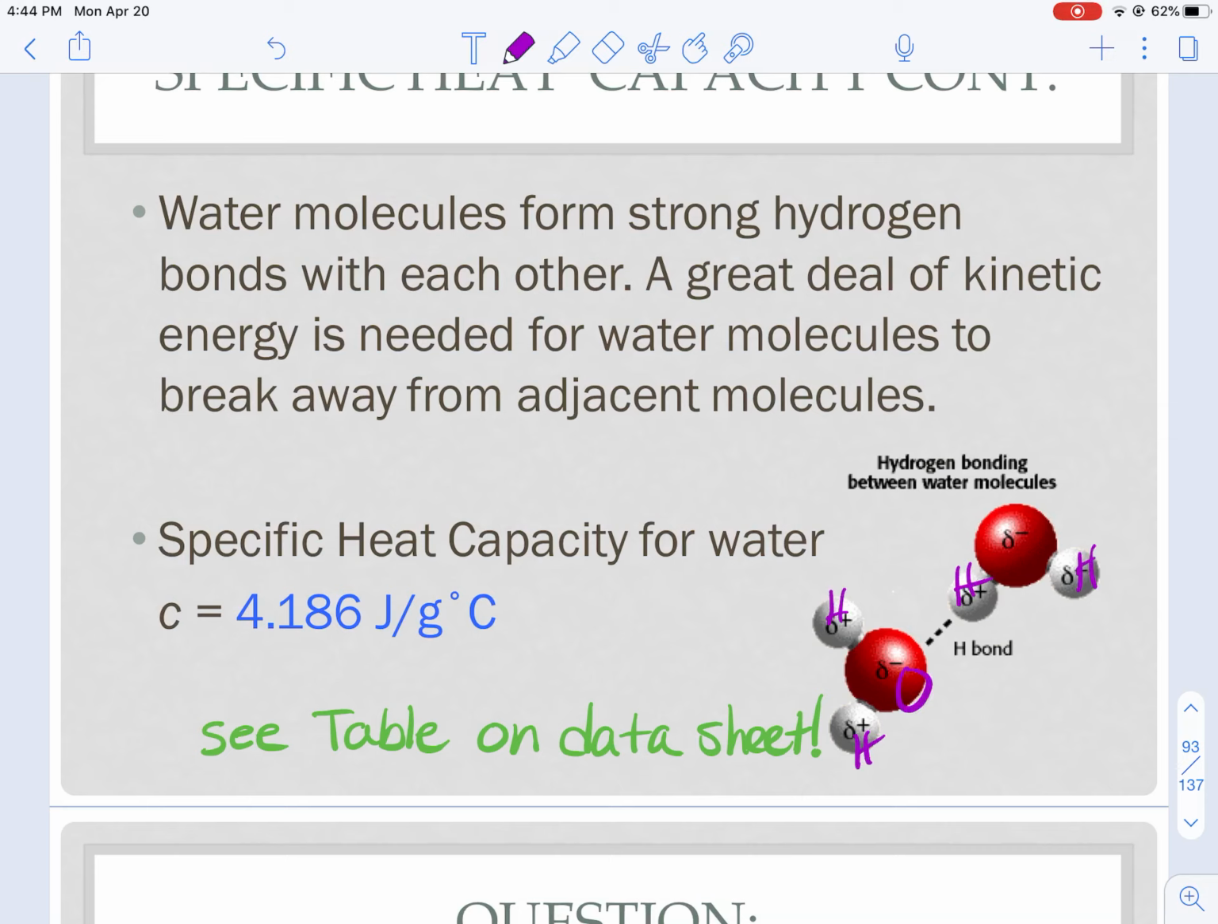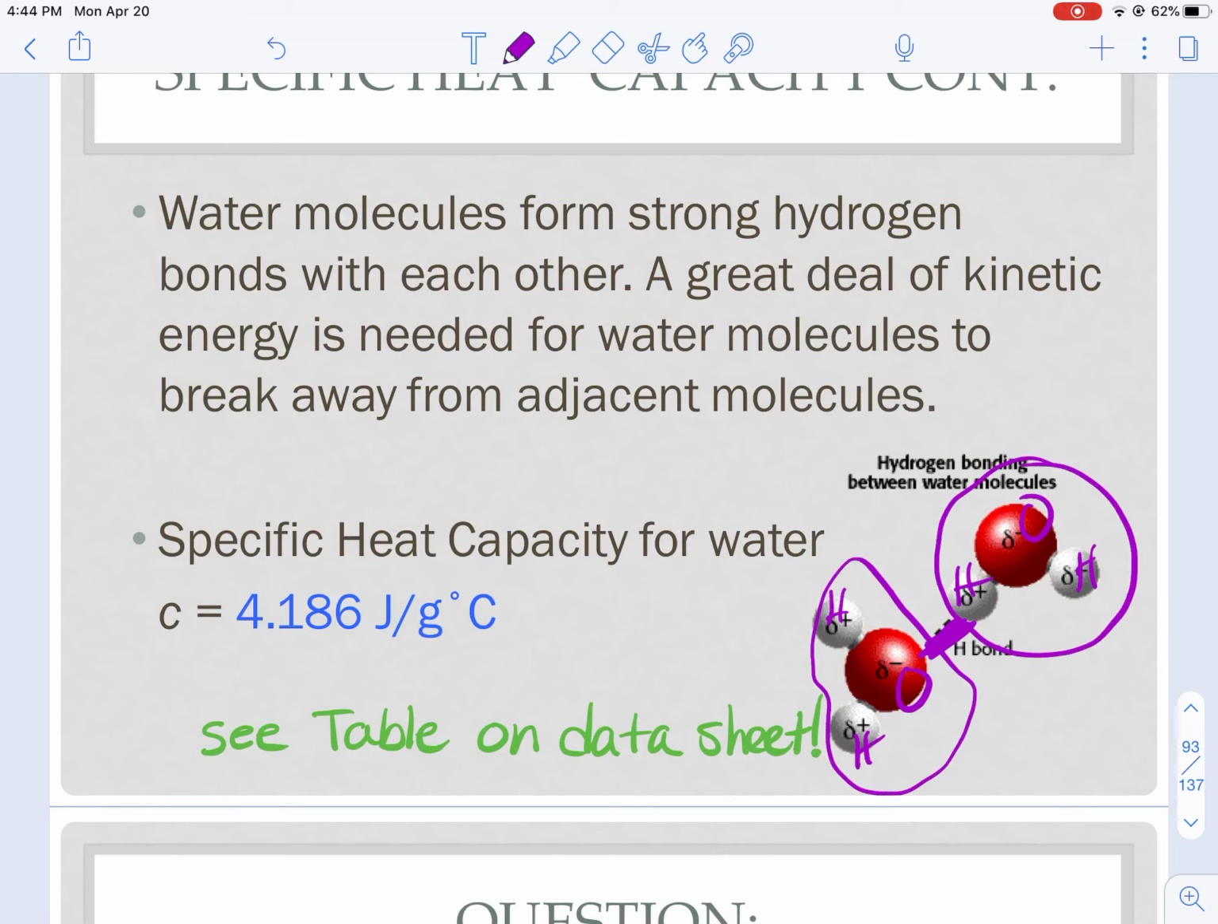So this is H, H, and oxygen, H, H, and oxygen. So the hydrogen bonds is between one water, here's one water, and another water here. The bond between a nearby hydrogen of one water and the oxygen of another water make a strong hydrogen bond.